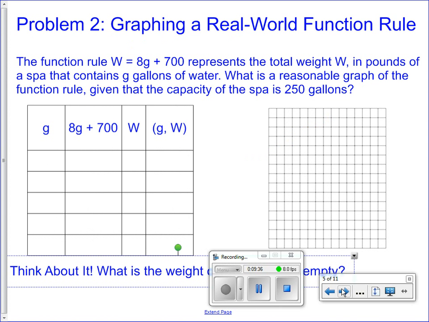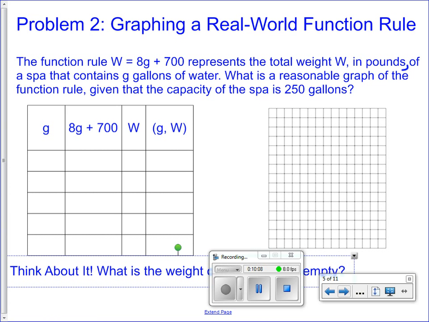All right, let's deal with a real-world function problem. The function rule W equals 8g plus 700 represents the total weight W in pounds of a spa that contains g gallons of water. What is a reasonable graph of the function rule, given that the capacity of the spa is 250 gallons? I see when I was reading that, I need a comma right there.